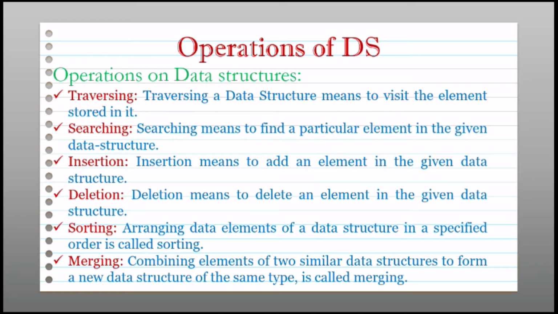The last one, that is merging, combining elements of two similar data structures to form a new data structure of the same type is called merging. Means even we can combine two data structure into a single data structure. So combining the two data structure is called merging operation. So these are the different operations that we can perform on the data structure.